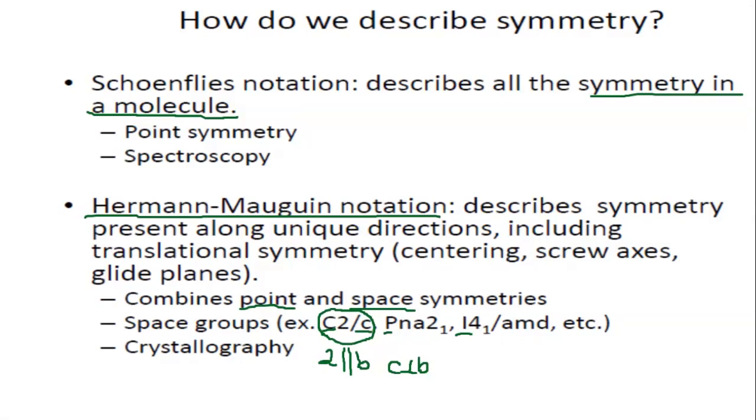Now in orthorhombic, you'll notice we have three different operators, because in orthorhombic, you have the A axis, the B axis, and the C axis. So when we talk about space groups, we're going to be talking about the unique axes in space groups, and that's what shows up when we're talking about symmetry elements. So for monoclinic, all the symmetry elements are about the B axis.